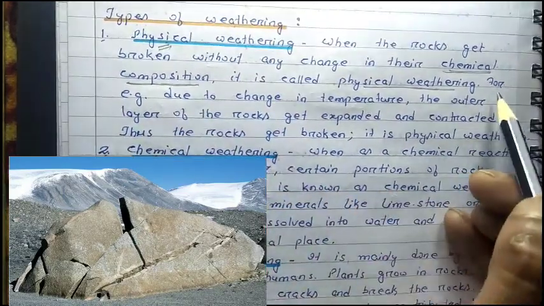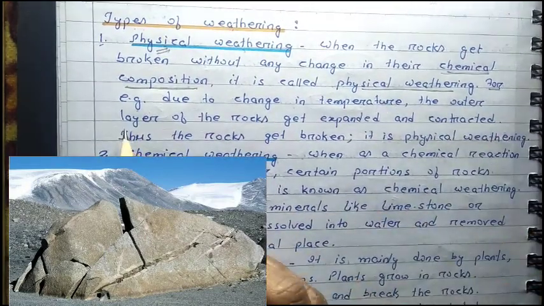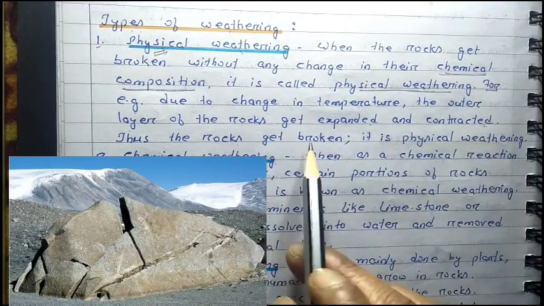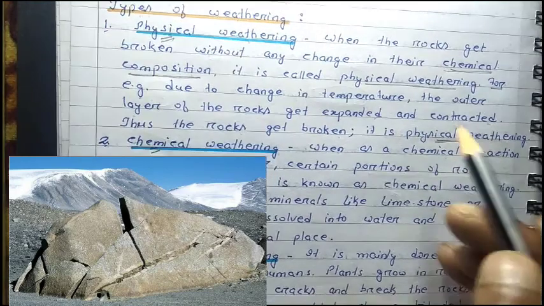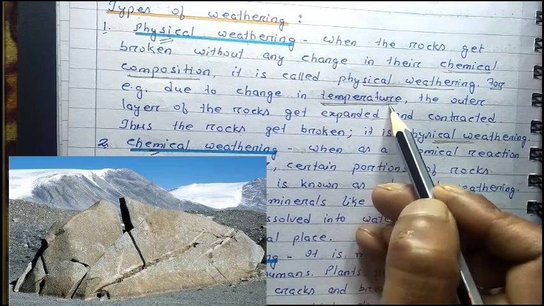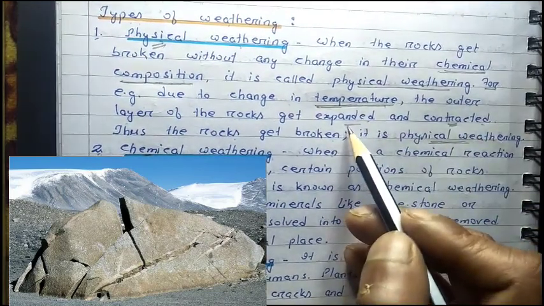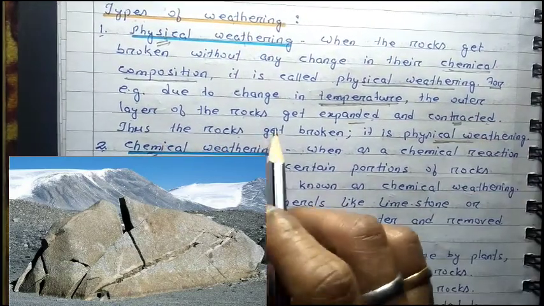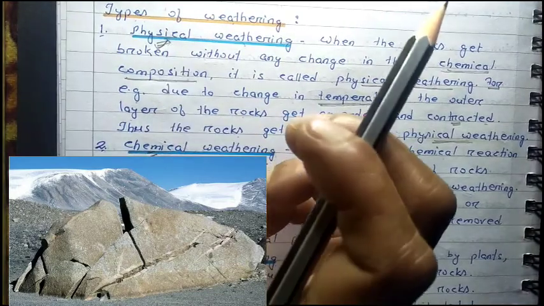And if we take an example, due to change in temperature, the outer layer of the rocks gets expanded and contracted. Thus the rocks get broken. It is physical weathering. Just some time ago I told you that because of change in temperature, the outer layer of the rocks generally expands and contracts. And when this process of expansion and contraction continues for a long time, automatically the rocks get broken. That type of weathering is known as physical weathering.